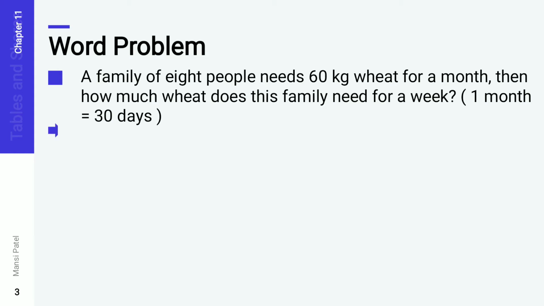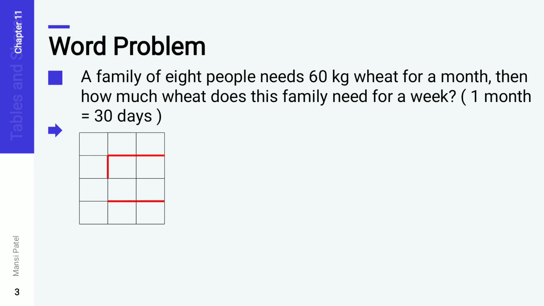So, here first we find out how much wheat this family needs for 1 day. From this 1 day we will find out how much wheat this family needs for 1 week. So we are starting our sum with the division.